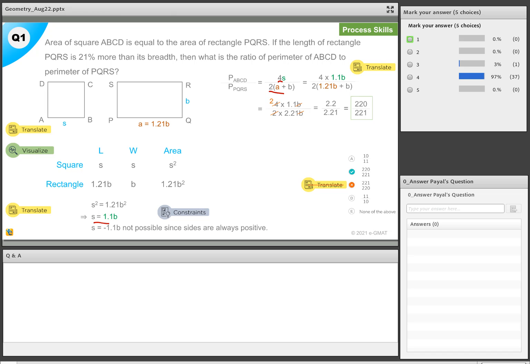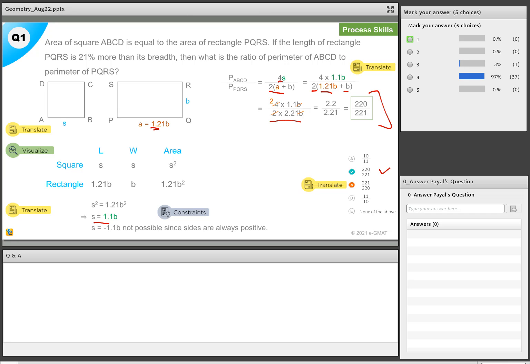So I have the perimeter of ABCD. We need to find out the perimeter of PQRS. So we put in the value of A over here. Again, the value of A is equal to 1.21 B, right? So it's 2 times the length, which is 1.21 B, plus the width, which is equal to B. Now you calculate the ratio. So 4 times 1.1 B divided by 2 times 2.21 B. Calculate the ratio, you get that to be 220 by 221. And hence, the answer for this question is choice B, which almost 48% of you, almost half of the class, got correct.